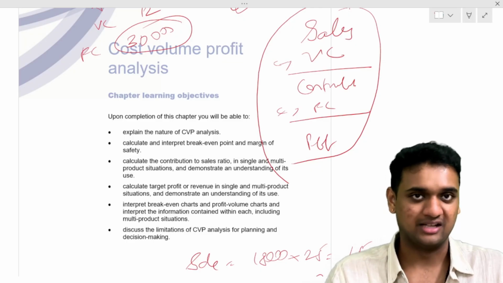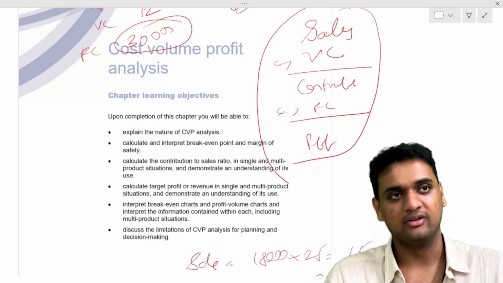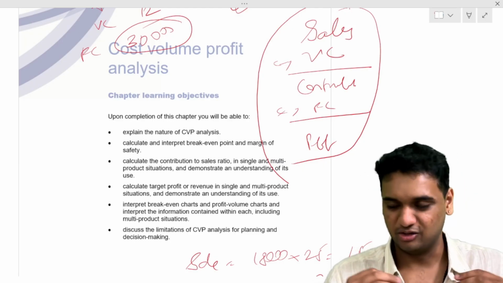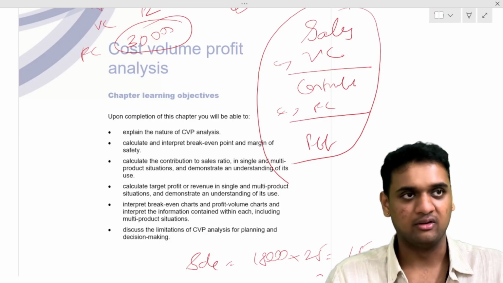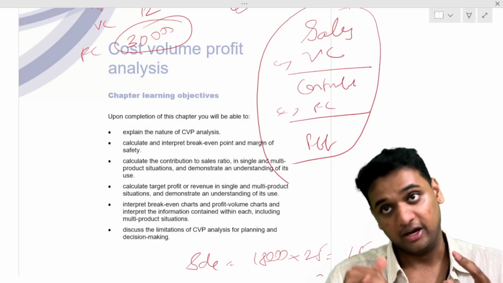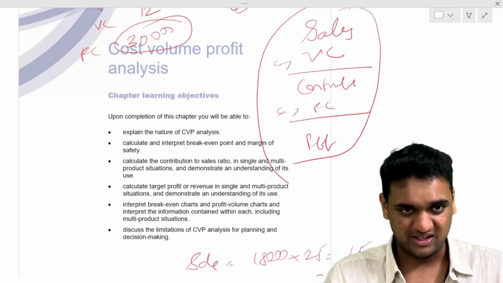Next class we will finish this chapter. One of the most important chapters, very important. Nothing more is there. Two more concepts are there similar to this, and that is also very easy. In the next class we will be done with this chapter, and then we will move on to exam kit questions. We will do exam kit questions on CVP analysis.